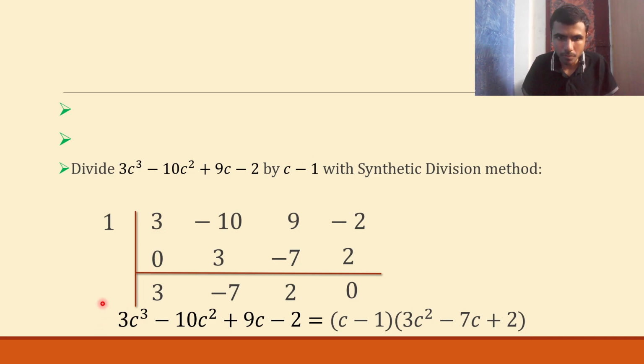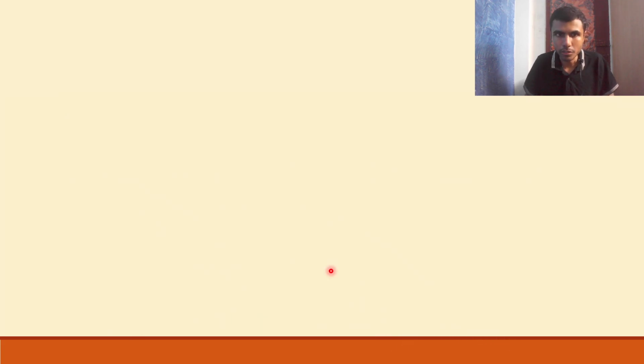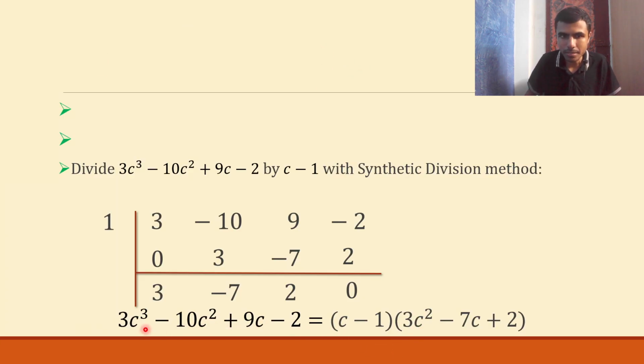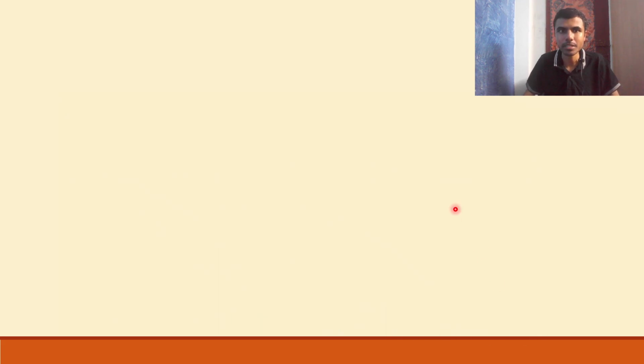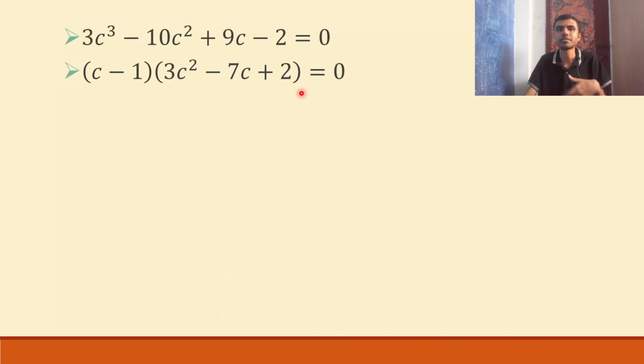Fine. Now next, we have to factorize this. If you remember our original equation, it was this. But what did I get? 3c cube minus 10c square plus 9c minus 2 is nothing but this. So in place of this, I can write c minus 1 into 3c square minus 7c plus 2. Now start factorizing this. 3 into 2 is 6. So this I can write as minus 6c minus c.